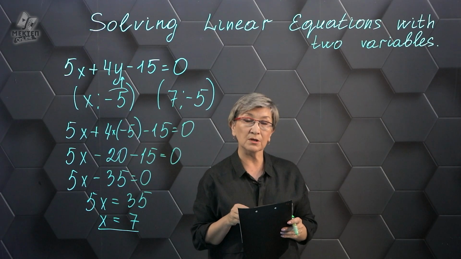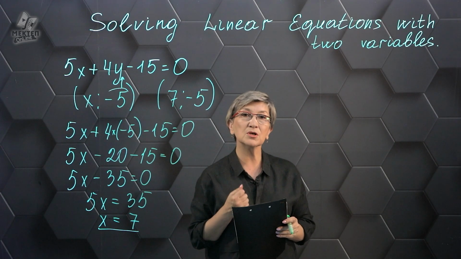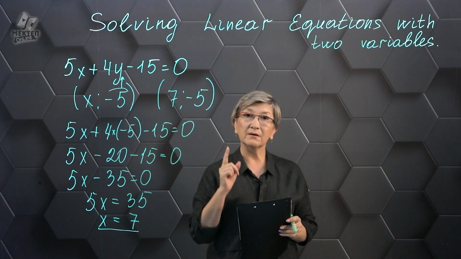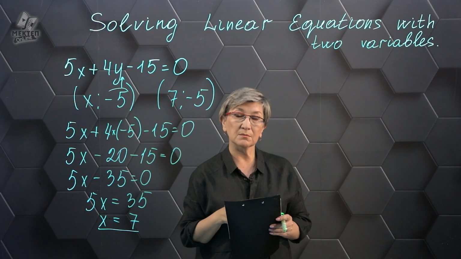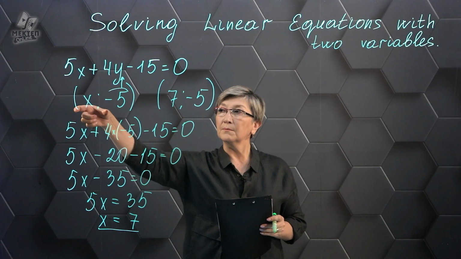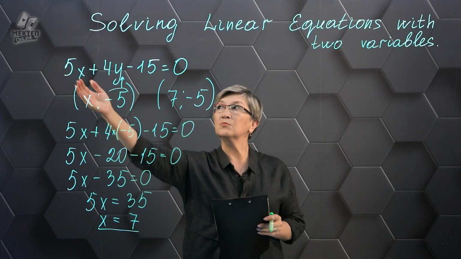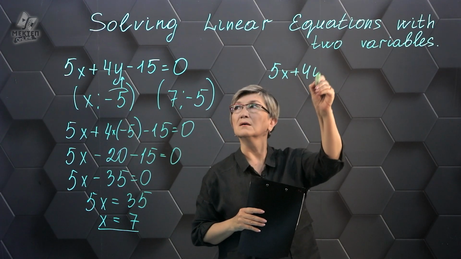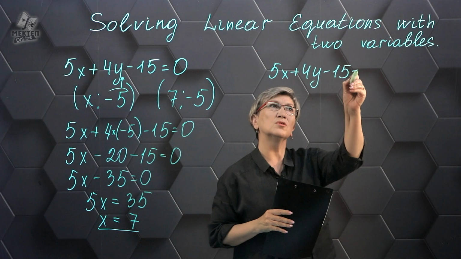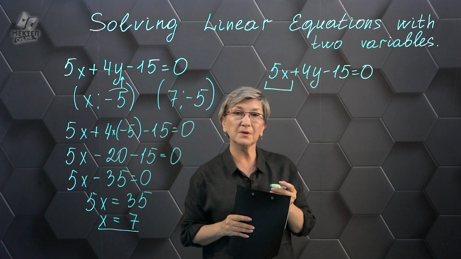But in the previous lesson, we talked about how we can find this value using a different algorithm. Let's express the variable x in this equation. Why the variable x? Because we need to find the value of the variable x. So from our equation, 5x plus 4y minus 15 equals 0, we'll express the variable x.